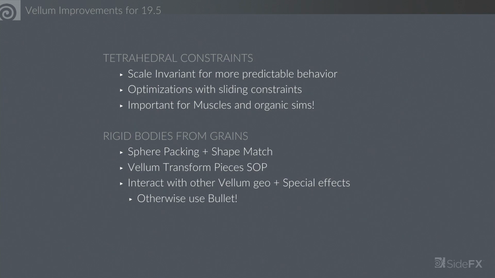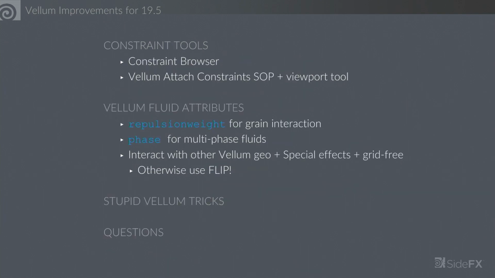For 19.5, we'll talk about some new constraint tools, some things that you can do in the viewport. A couple of sort of more obscure Vellum fluid attributes. This is, again, stuff that just has been out there since 19, but not too many people know about. Again, the Vellum fluid is really for when you're interacting with other Vellum geometry, special effects. It's grid-free. There's no background grid, so you're not worried about domains or anything like that. But otherwise, you generally want to use FLIP. If you're just doing a fluid simulation, you're generally going to want to use FLIP. It's been around forever. Again, production proven.